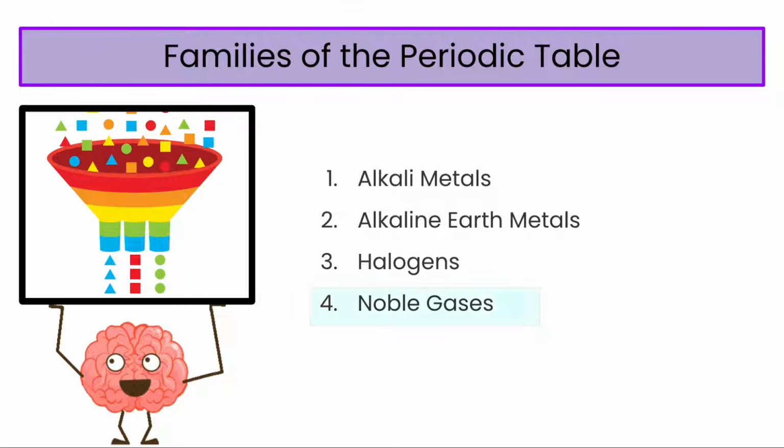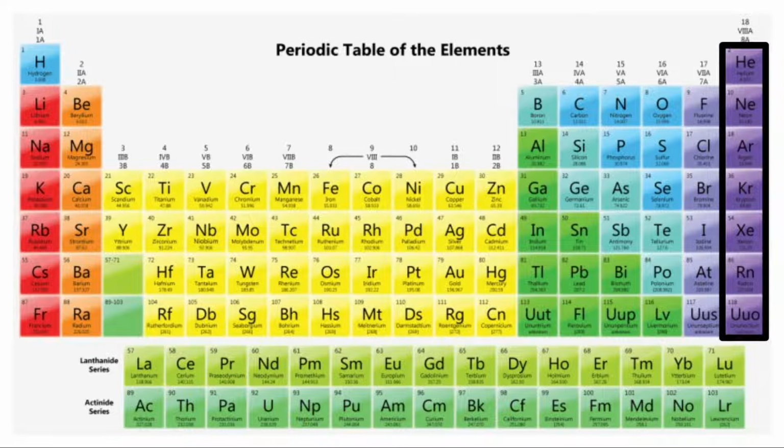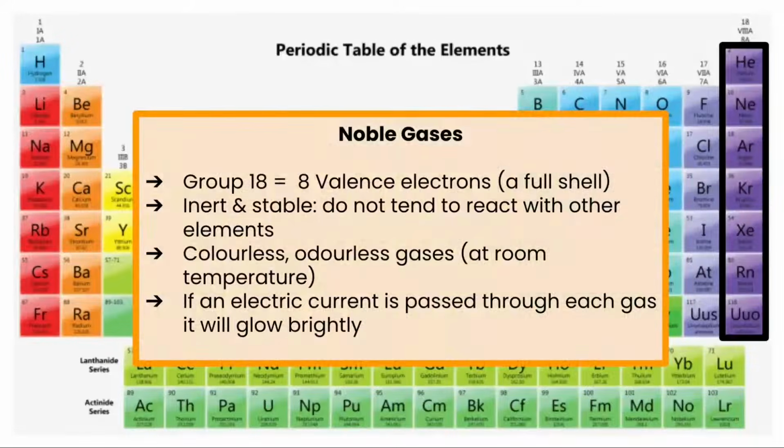Finally, our last family, the noble gases. Noble gases are in group 8 or group 18. So these are all of our elements that have a full valence shell. Helium has 2 electrons in its valence shell, and the rest of them have 8. They are inert. Inert means they do not react, or at least do not react readily with other elements. They're also stable, and that's because of their full valence shell. They're colorless, odorless gases at room temperature.